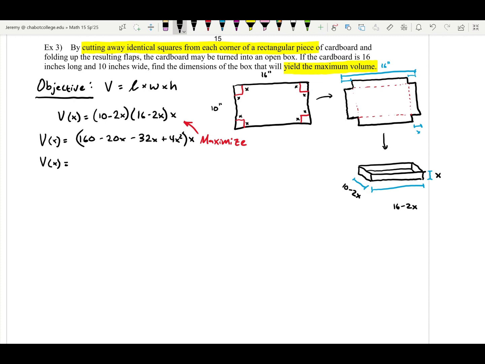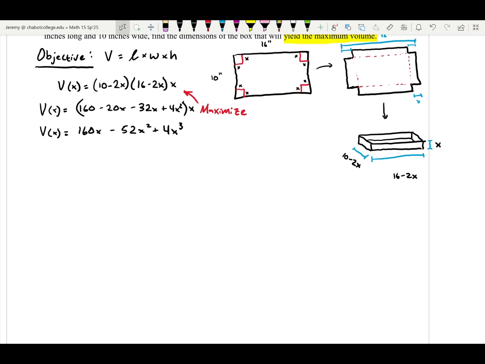And then I could just simplify, combine like terms. I could also distribute that x in. Here's what I get: 160x minus 52x squared plus 4x cubed. So here's my function, written as a multiplied out polynomial, and this makes it easy to find the derivative. V prime of x will be 160 minus 104x plus 12x squared.